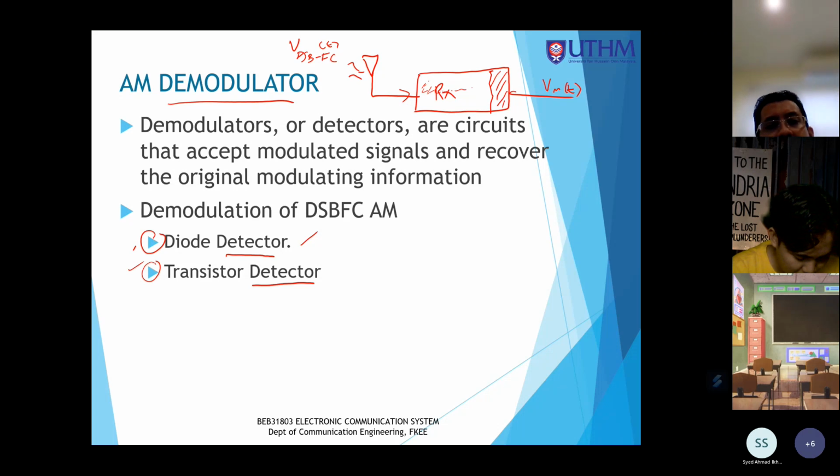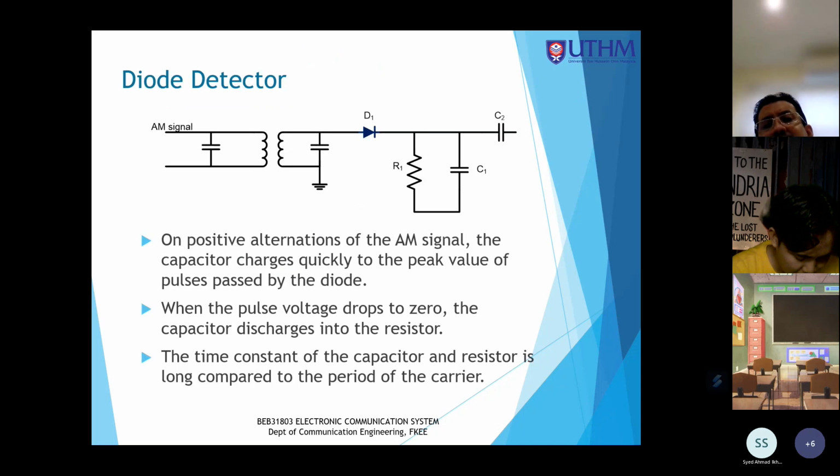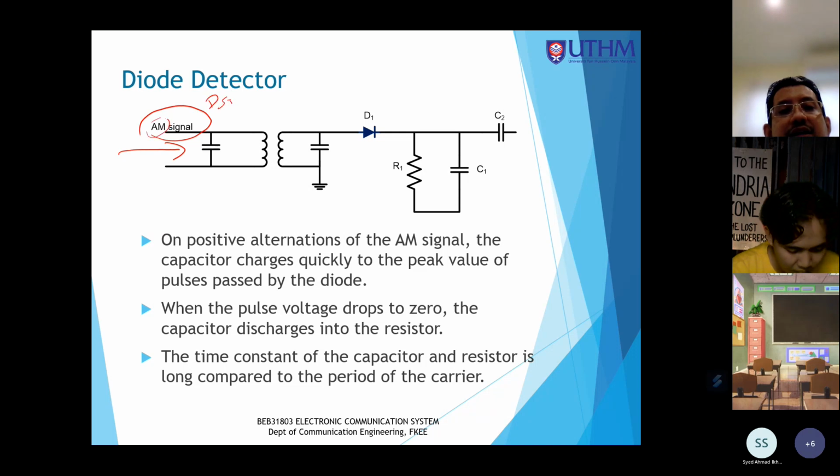Okay. So macam mana bentuk diode detector? So diode detector looks like this. Okay. So remember this is inside the receiver. So the input is coming from here. So we receive a double sideband. Here is AM. AM here means a double sideband full carrier. Okay, and it goes through this circuit, another circuit over here. So we have this coil here. This coil, and then we have a capacitor over here.